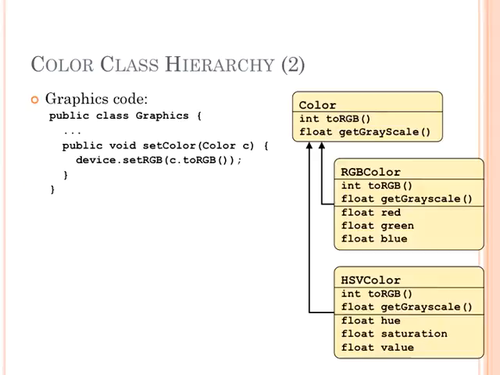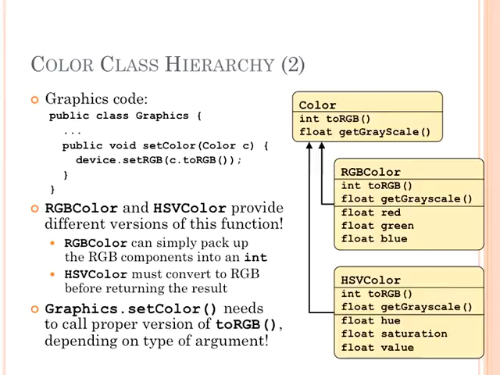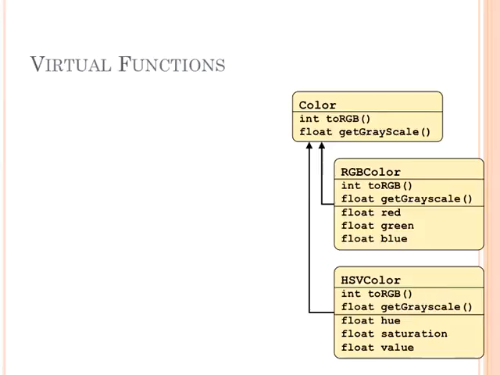So let's see how this would work. Yeah, so this is what I was saying. They provide different versions of this function. So basically, we need to call the appropriate version of this function based on the type of the argument. And you can probably tell from this that if we need to have this set color code call the right version of 2RGB, then the object we pass in somehow needs to know which version is right for it. So if we pass in an HSV color object, it knows I need to use my version of 2RGB and so forth. Okay, we need to find a way of encapsulating that.